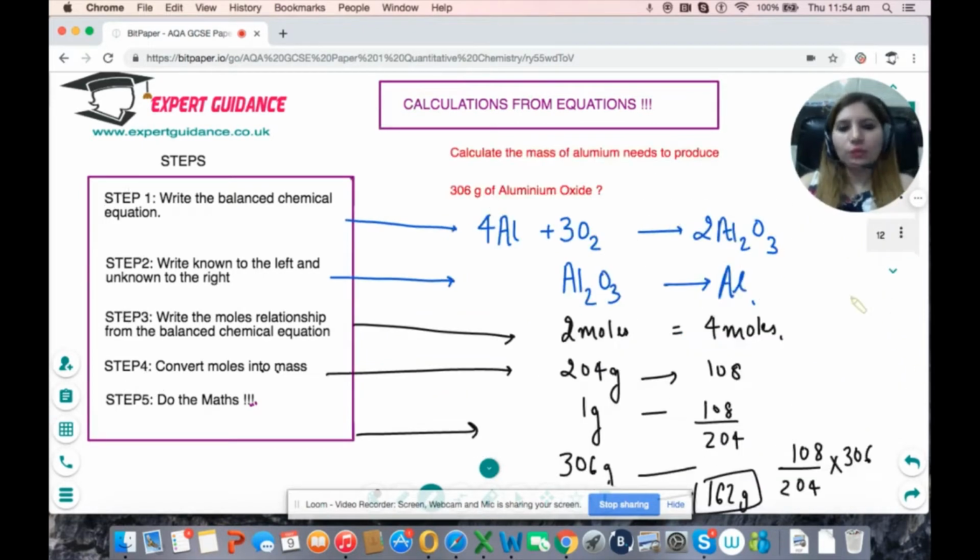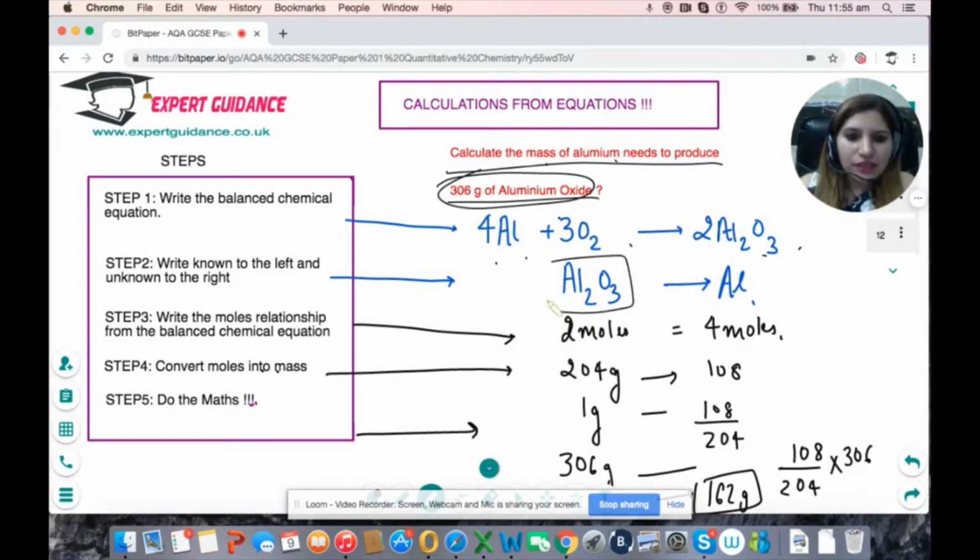Okay, now let us look at one more example. They say calculate the mass of aluminium needed to produce 306 grams of aluminium oxide. First, the balanced chemical equation: aluminium plus oxygen gives Al2O3. In the exam, they might give you the equation as well. Now, what is known to us? They have given us the mass of aluminium oxide. So I'll keep the mass of aluminium oxide to the left and I'll put aluminium to the right. Then the relationship of moles from the balanced chemical equation: how many moles of aluminium oxide are being formed? 2. How many moles of aluminium are being used? 4. So 2 moles and 4 moles.